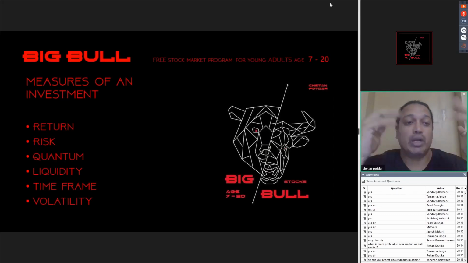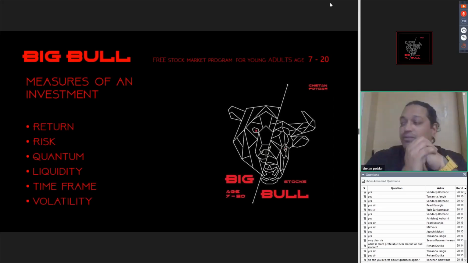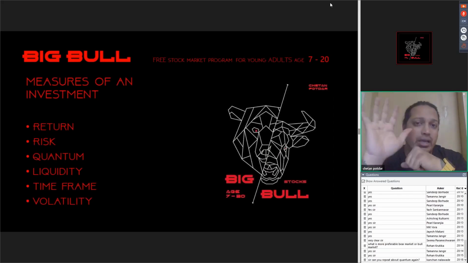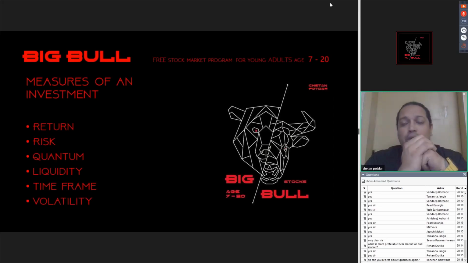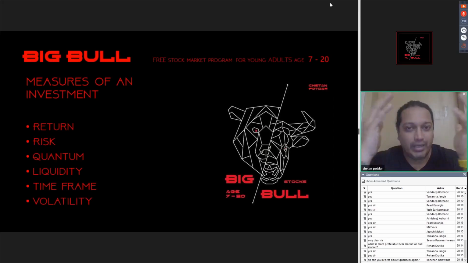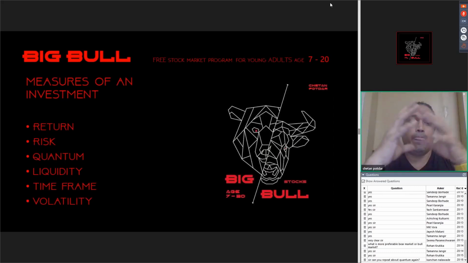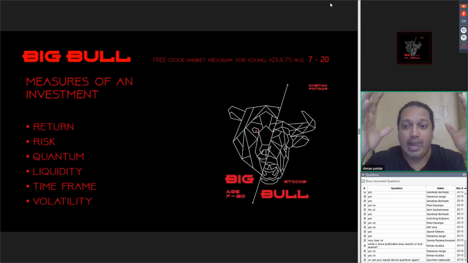Can I repeat about quantum? Yeah, quantum means the size of your investment. That is what quantum means. Quantum simply means the size of your investment, how big the investment is. Let's say, for example, if you are investing in mutual funds, you need only 500 rupees. If you are investing in a big stock, you need at least 10,000 rupees. If you are investing in, let's say, a house, then you need at least 1 crore rupees in India. So the quantum is the size.